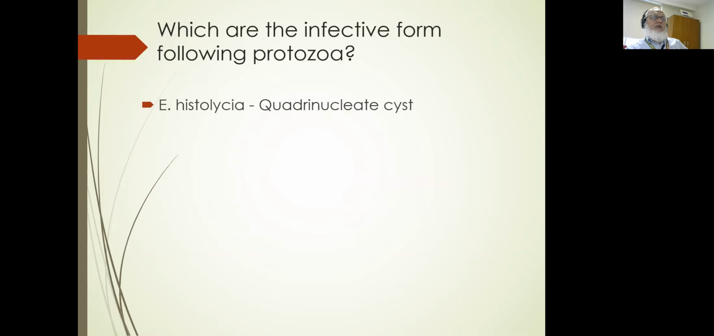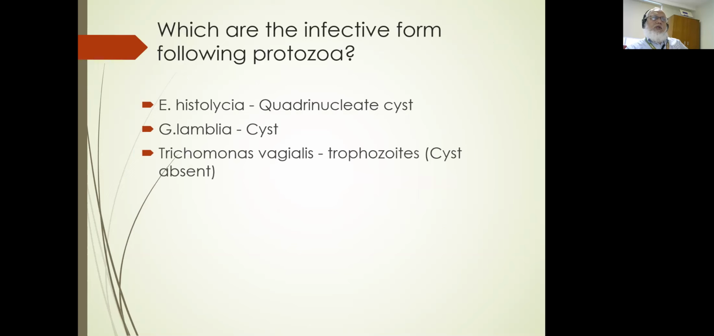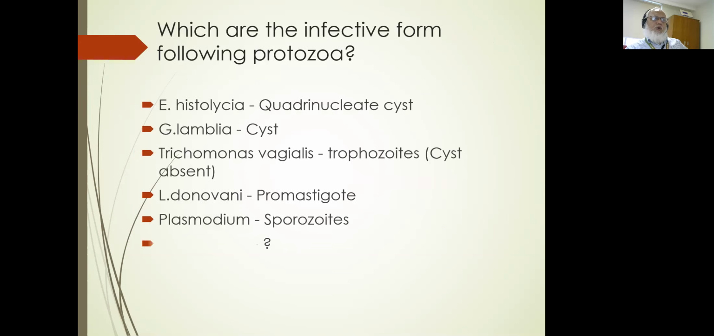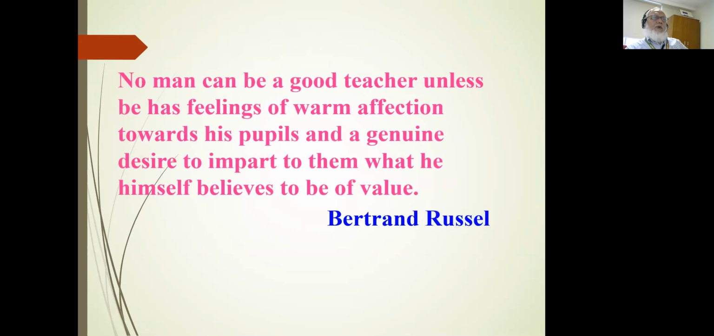Which are the infective forms of the following protozoa? Entamoeba histolytica, quadrinucleate cyst. Giardia lamblia, cyst. Trichomonas vaginalis, only one form, so trophozoites. Leishmania donovani, promastigote. Plasmodium, sporozoites. Toxoplasma.